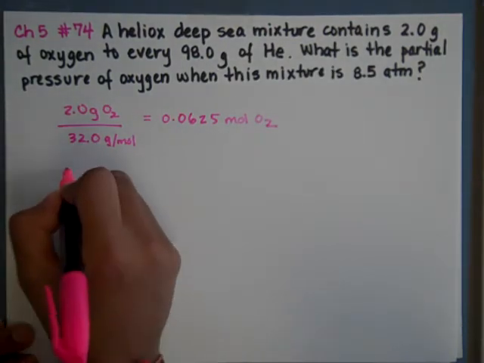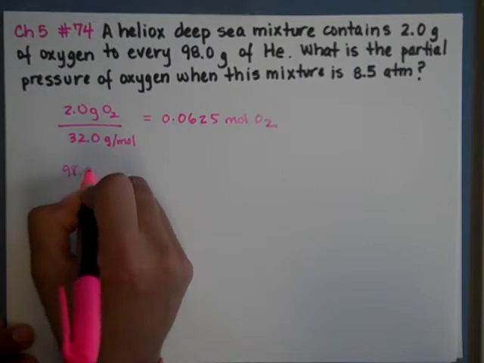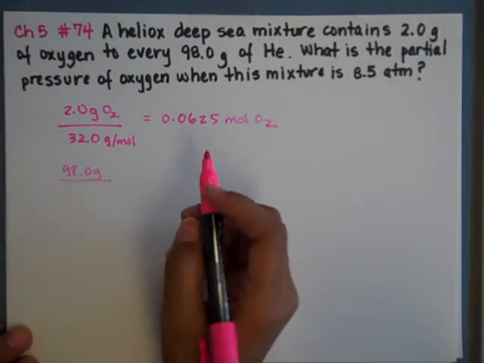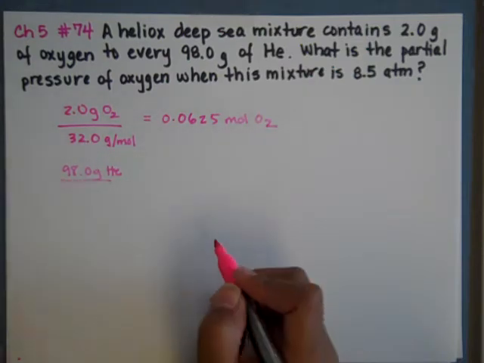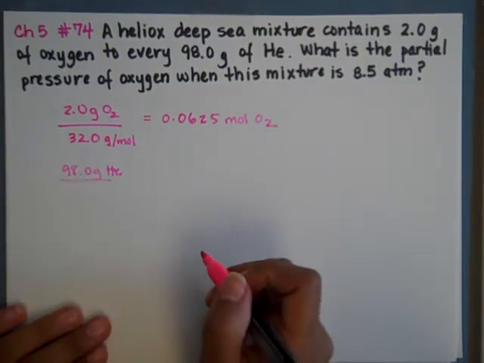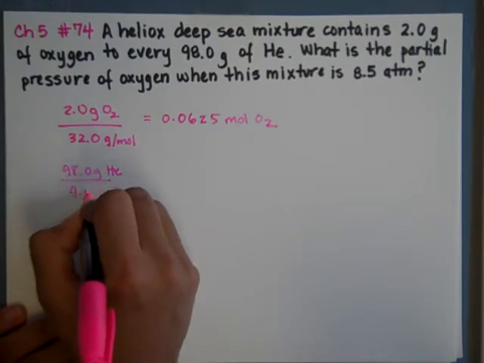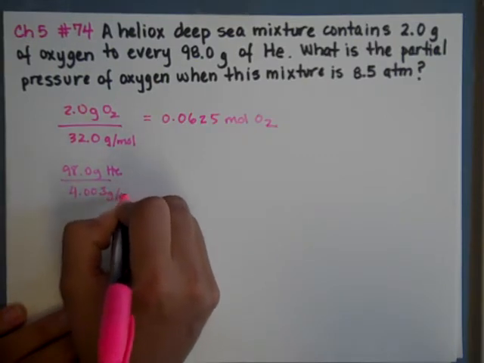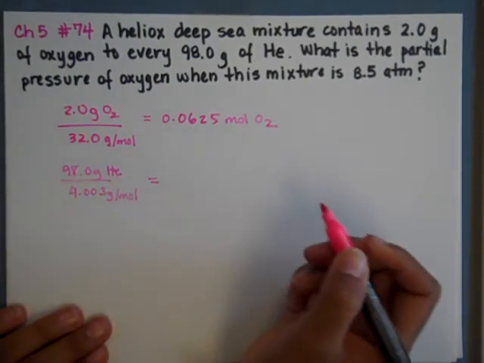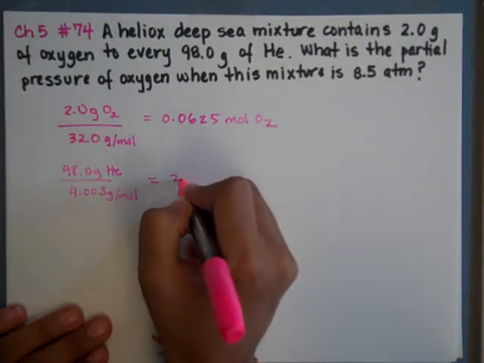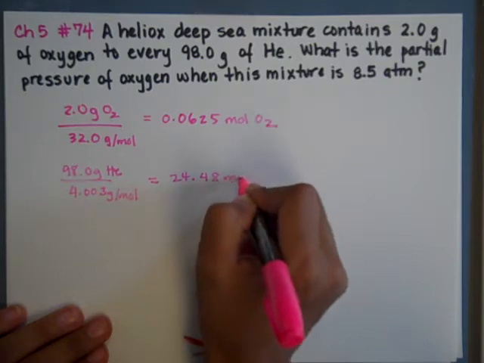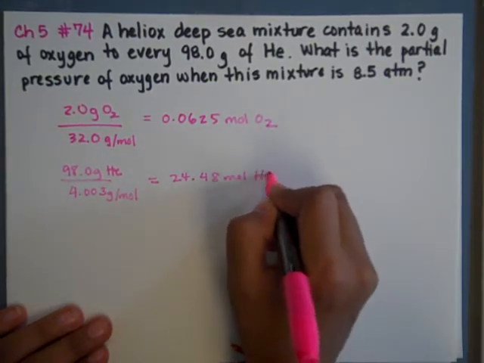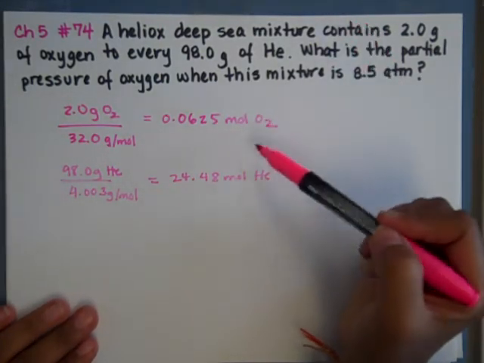Now we're going to do the same thing with helium. Helium has 98 grams, and helium is not a diatomic, so we're just going to pull the number right off the periodic table, and it's a little over 4 grams per mole. So we have 24.48 moles of helium.